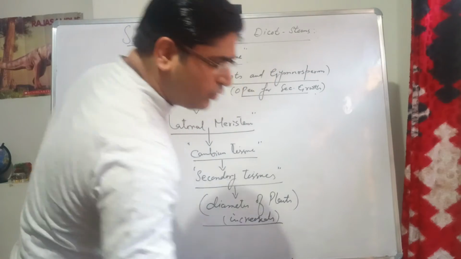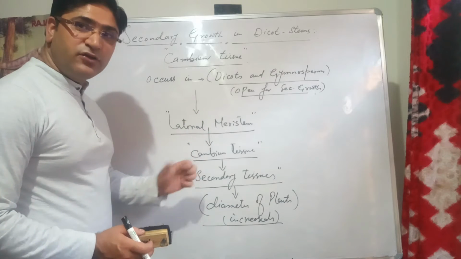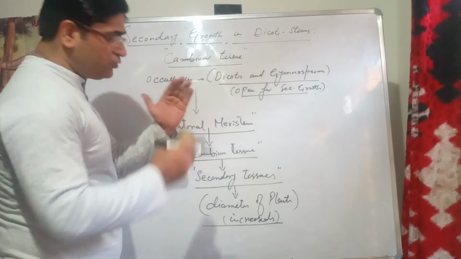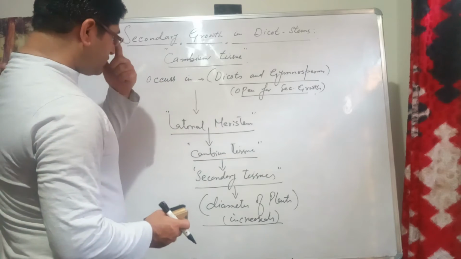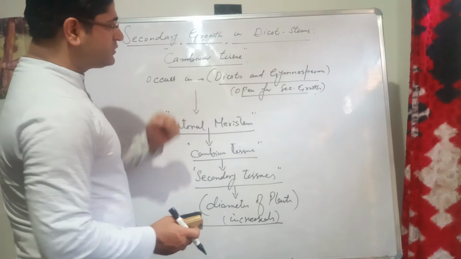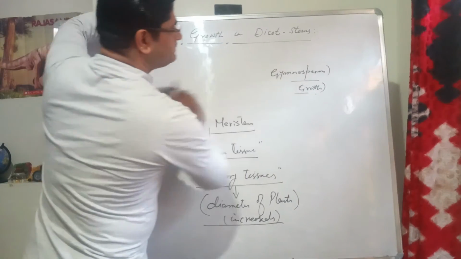I hope you have understood the main concept, the role of secondary growth inside the plant. Now we will go deeper and try to understand the different structures and functions, how it occurs during secondary growth in dicot stems.